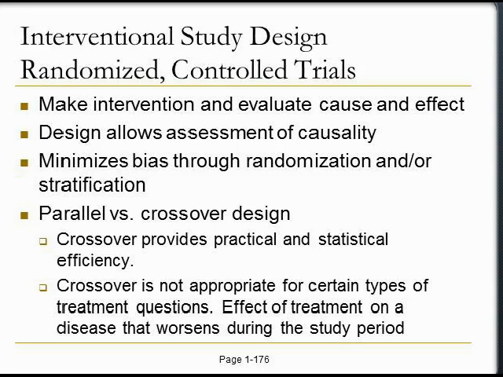All right, let's shift gears now to randomized controlled trials. Obviously, randomized controlled trials allow the investigator to make an intervention and then to evaluate cause and effect from that intervention. So the design allows us to assess causality, and for the most part, minimizes bias through randomization and/or stratification. So this would be our ideal study design in those situations in which it's possible to do.